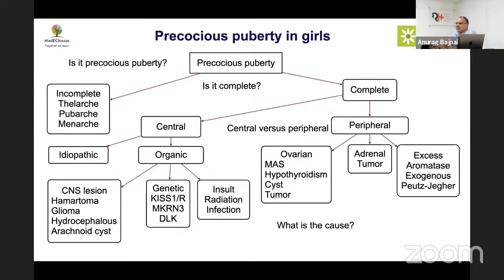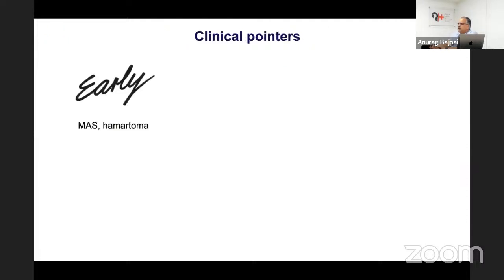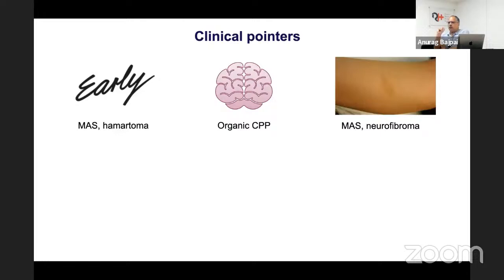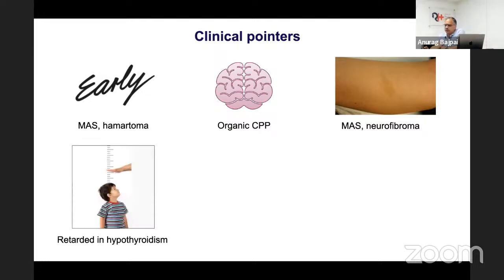Now, once we know that this is central or peripheral, the next issue is what is the cause. So clinical pointers become very important. If you have onset in the first 2 years of life, this is either a hypothalamic hamartoma or a McCune-Albright syndrome. If you have CNS features like headache, vomiting, think of organic cause. Look for cafe au lait spots. If you have regular cafe au lait spots, this could be neurofibromatosis with an optic nerve glioma. If you have irregular cafe au lait spots, this is suggestive of McCune-Albright syndrome as a possibility.